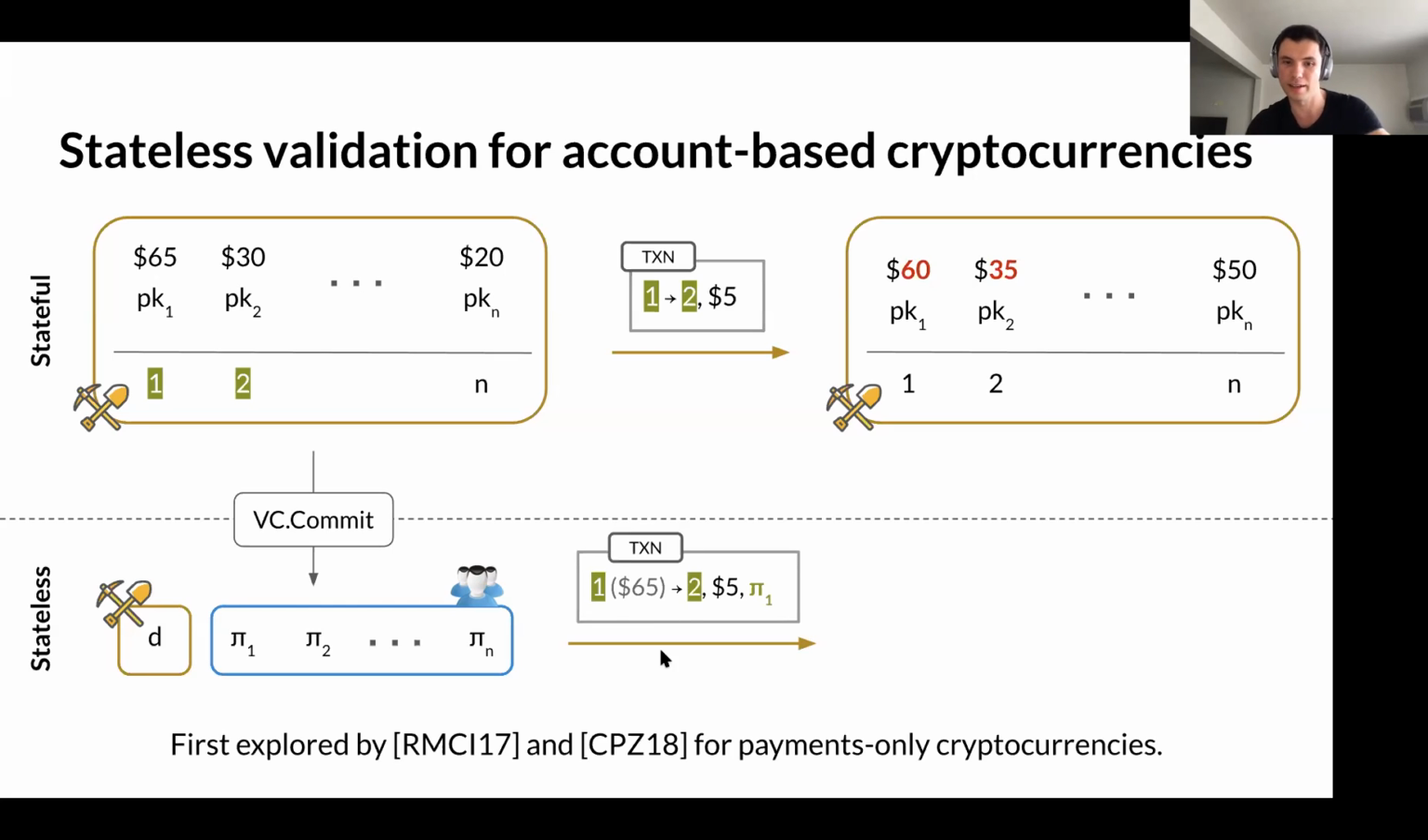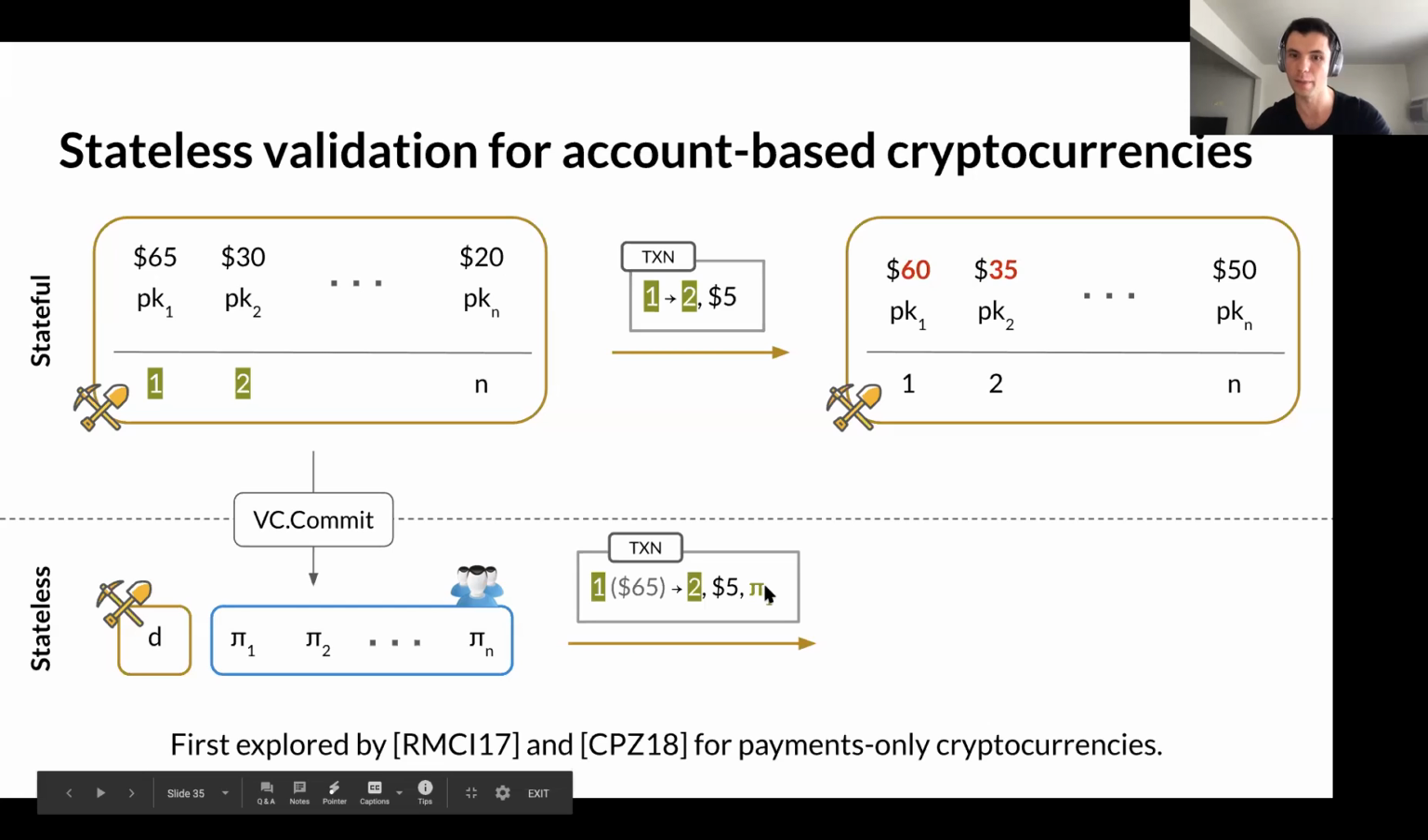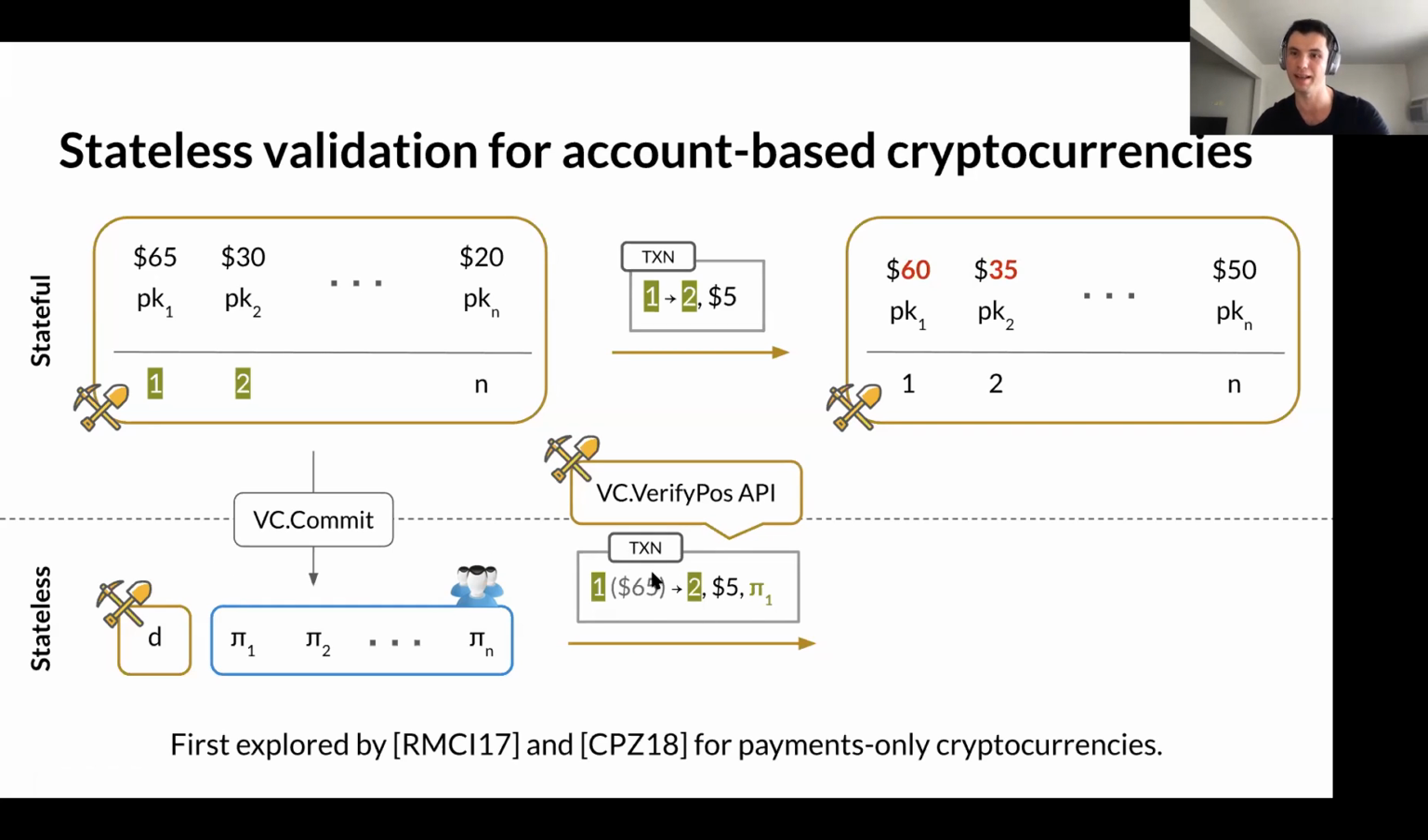And then when the miner gets a transaction, we now augment it to some extent. So we say we include the full balance of user one who's sending money to user two. And we include a proof of that full balance for user one. So when user one creates this transaction, he puts his balance there and puts a proof that this is the correct balance with respect to the digest D, right? And now what the miner can do is, well, he has the digest, he has the proof, and he has the balance. He can verify that user one has $65. And if he does, he can then transfer $5 to user two.